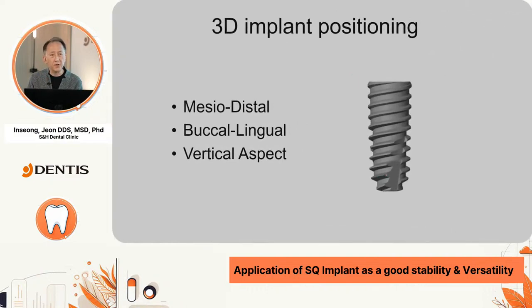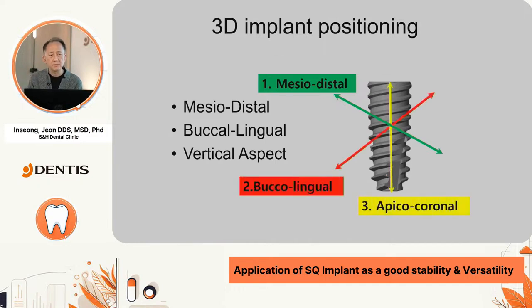3D positioning is the first step: mesiodistally, buccolingually, depth, vertical aspect. If you ask me, Dr. Jeon, what is the most important one for a total implant treatment sequence? I can answer very simply. The most important step is proper position, proper angulation with good primary stability. That's everything.